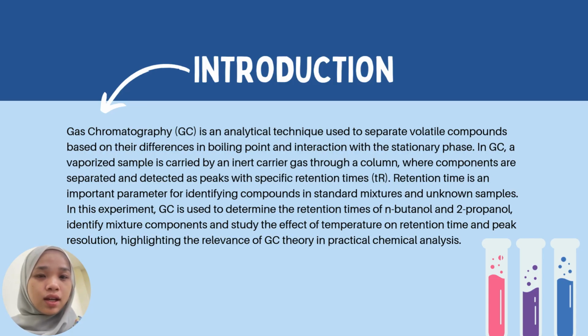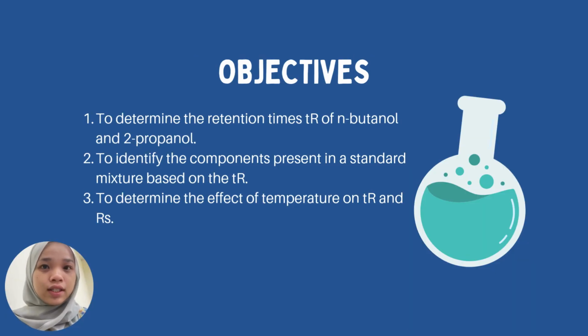Retention time is an important parameter for identifying compounds in standard mixture and unknown samples. In this experiment, GC is used to determine the retention time of N-butanol and 2-propanol, identifying mixture components and study the effect of temperature on retention time and peak resolution, highlighting the relevance of GC theory in practical chemical analysis. For the objective part, first is to determine the retention time of N-butanol and 2-propanol. Second is to identify the components present in a standard mixture based on the retention time. Lastly, to determine the effect of temperature on retention time and resolution peaks.